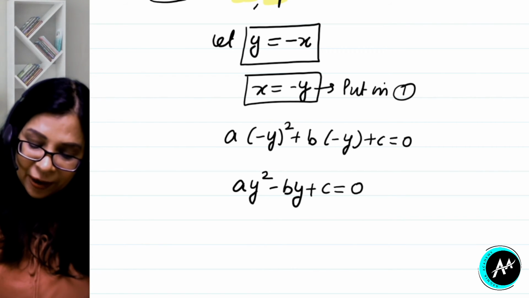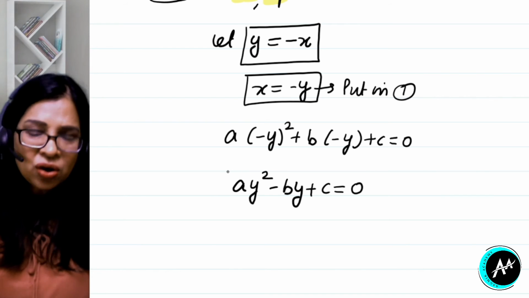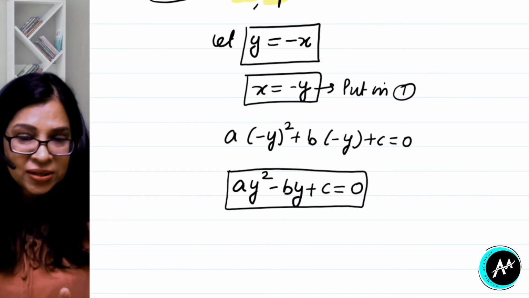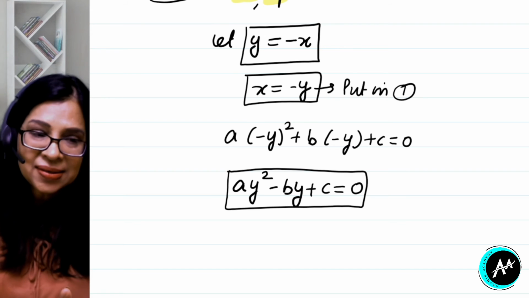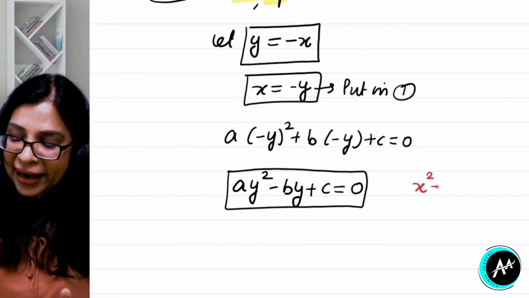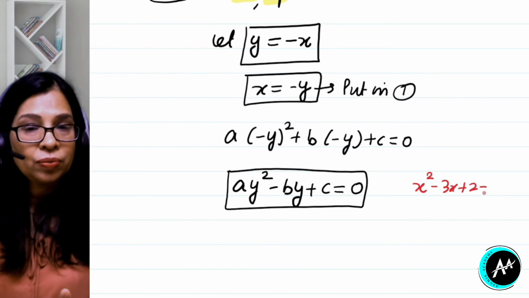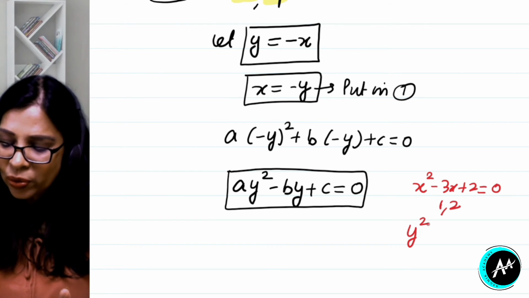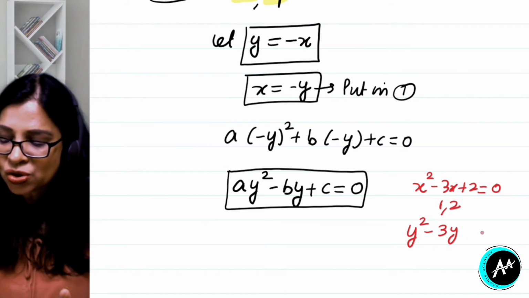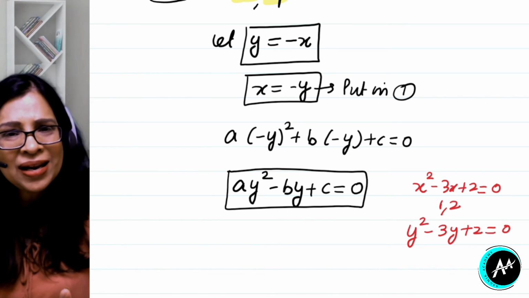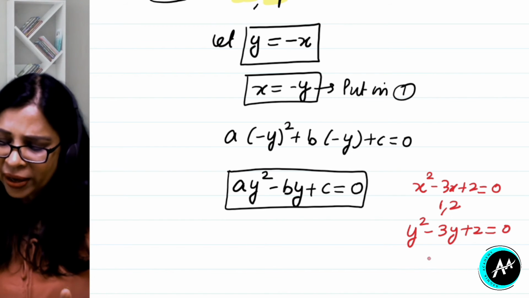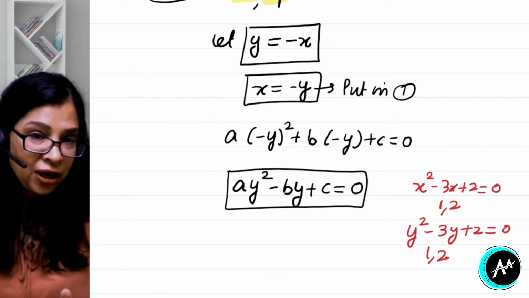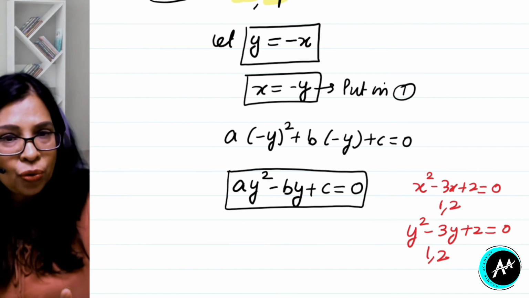Now observe one thing. Whether the variable is x or y, roots never change. For example, suppose I have the equation x square minus 3x plus 2 equal to 0. You will get roots as 1 and 2. Suppose I write the same equation as y square minus 3y plus 2 equal to 0. Only the variable is changing, the equation is the same. So again the roots are going to be 1 and 2. So whether you write the equation in terms of x or y, the roots are going to remain the same.